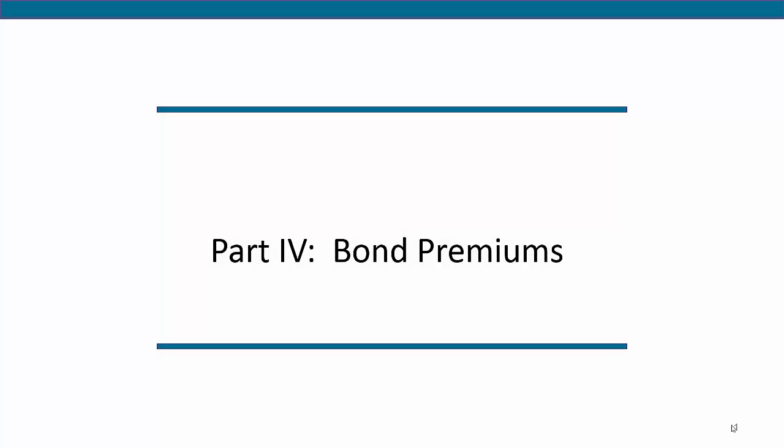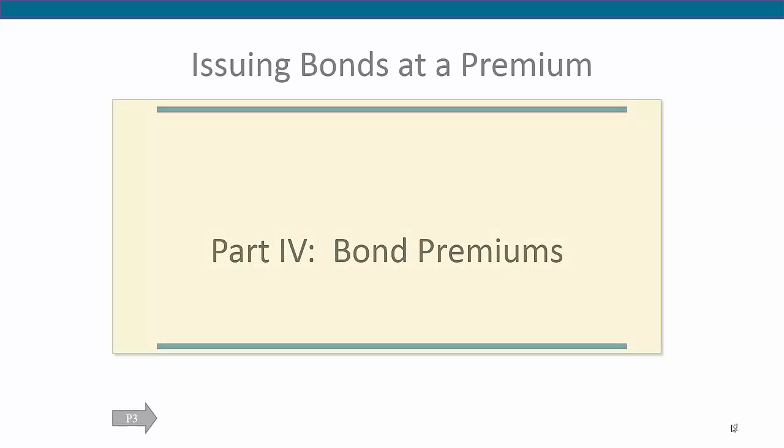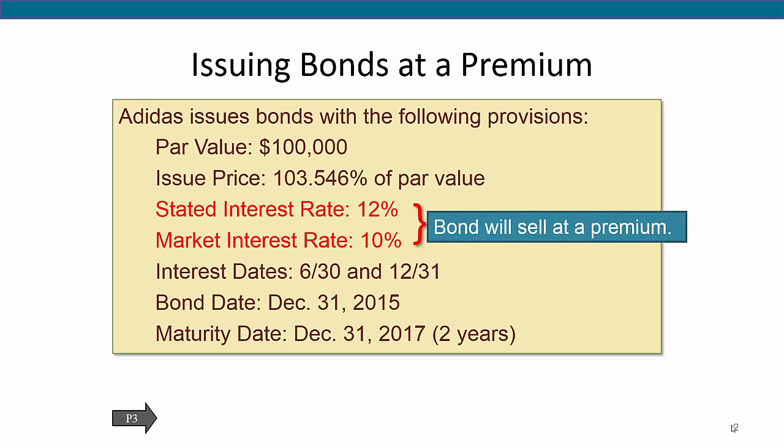Onwards and upwards with a discussion about how to account for bonds issued at a premium. Why would a company issue bonds at a premium? Let's consider Adidas. Assume that Adidas issues bonds with a $100,000 par value, a 12% annual contract rate, semi-annual interest payments, and a 2-year life. Also assume that the market rate for Adidas bonds is 10% on the issue date.